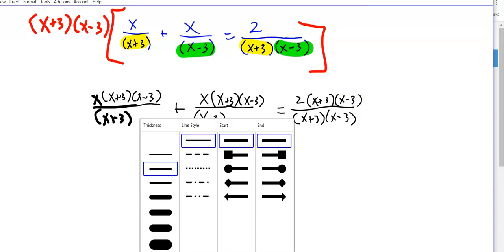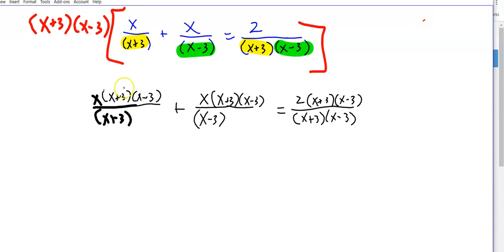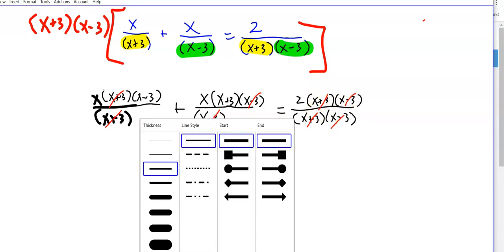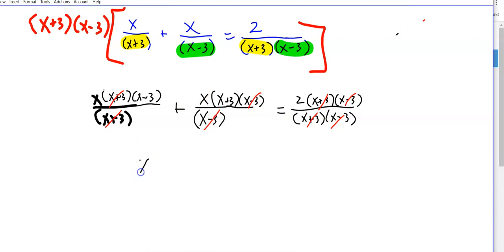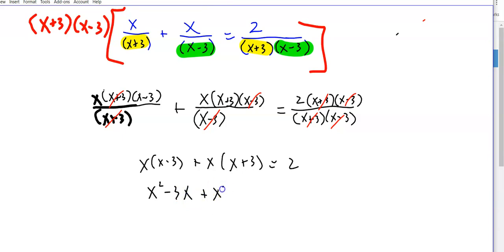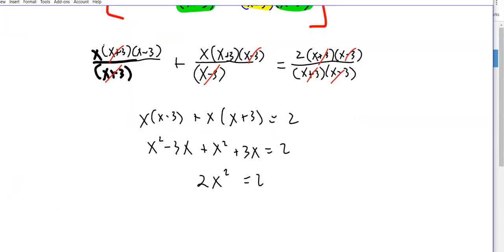Okay, so again, a lot of people just skip the step after they get used to what's happening here. So obviously the x plus 3's go away, the x minus 3's go away, and the x plus 3 and the x minus 3 go away there, and you're left with a pretty basic equation at this point. So now we have x times x minus 3 plus x times x plus 3 equals 2. Right, so just distribute and simplify: x squared minus 3x plus x squared plus 3x. So that's 2x squared on the left. The 3x disappears there, divide by 2.